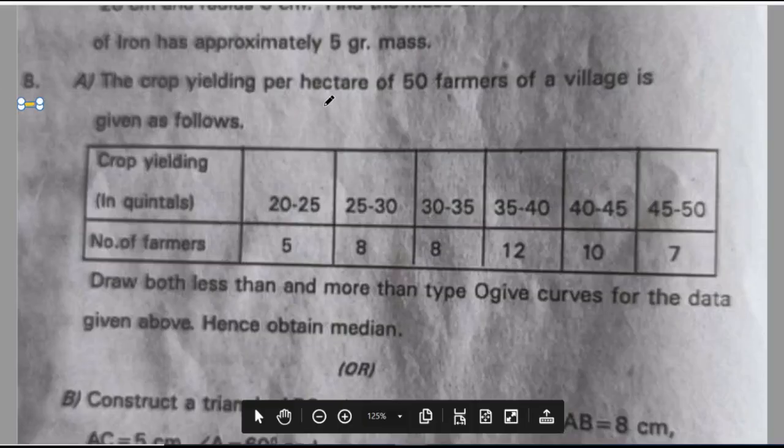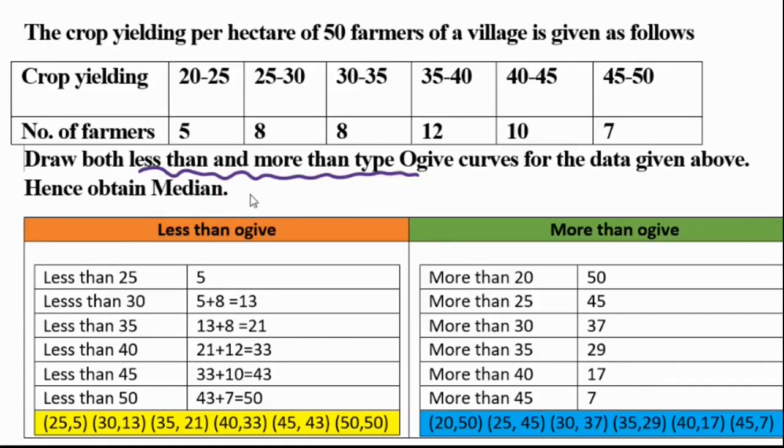Eighth question, the crop yielding per hectare of 50 farmers of a village is given as follows. So crop yielding, number of farmers, we need to draw both less than and more than Ogive and hence find the median. To draw the less than Ogive first, we have to make a box like this. So 20 to 25, here the lower limit is 20, the upper limit is 25.